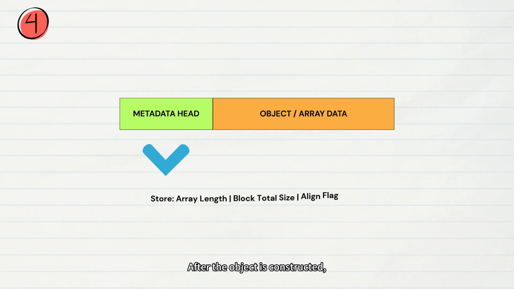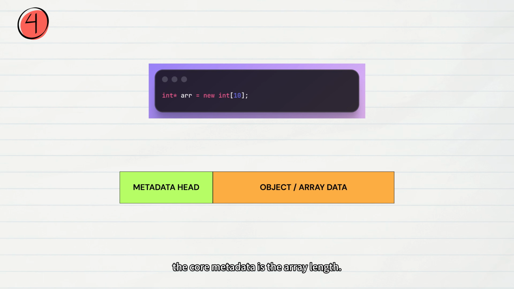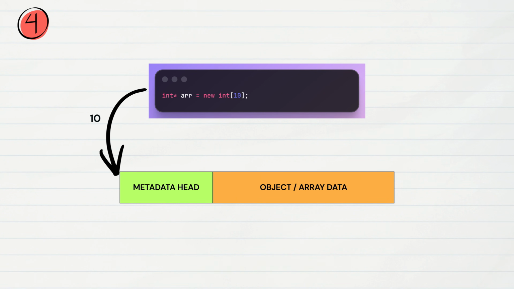After the object is constructed, the new expression performs a hidden operation. It implicitly records critical metadata. This metadata, though invisible, directly determines the correctness of the subsequent delete operation. The content of the metadata varies by scenario. Array scenario: the core metadata is the array length. New allocates an extra 4 or 8 bytes of memory to store the array length. This metadata area is typically located just before the array's data area.